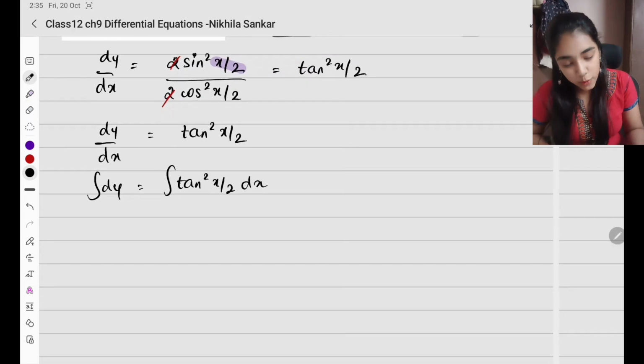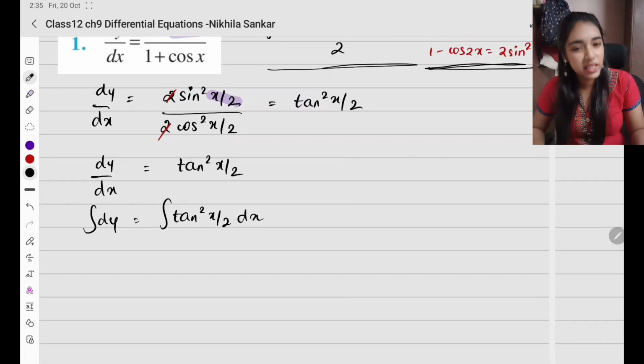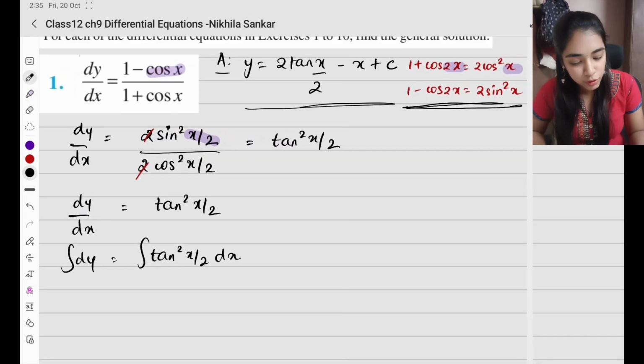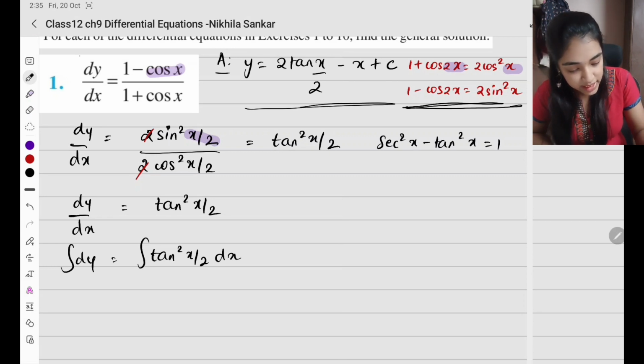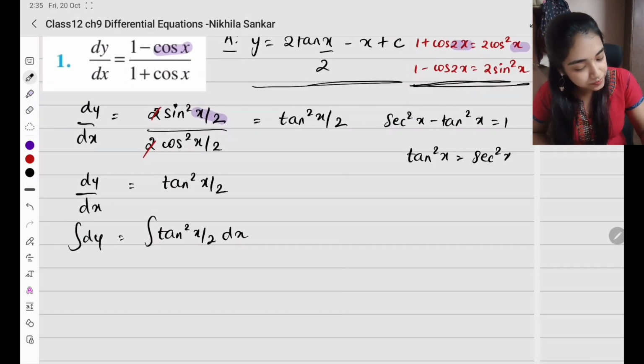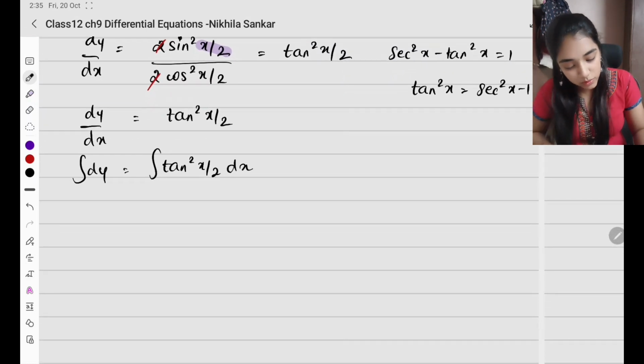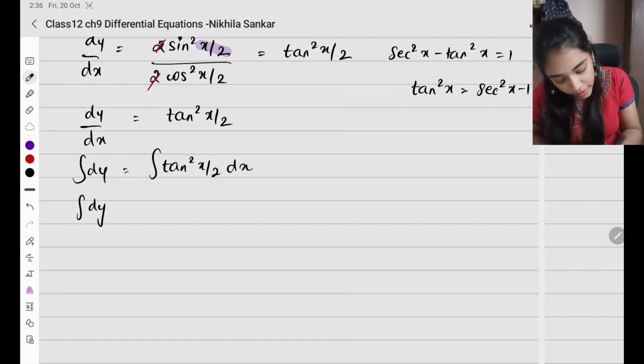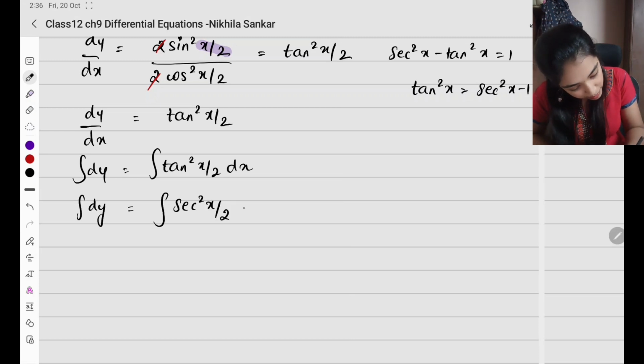Integrating both sides. So the integral of tan square x is going to be a little difficult. So what is the simplified form that you know? Secant square x minus tan square x equals 1. அப்ப tan square x என்ன? Tan square x equals secant square x minus 1. In the form எல்லாருக்குமே தெரியும். Okay? So here when you apply that, you have integral dy is integration of secant square x divided by 2 minus 1 times dx. Always put a bracket.